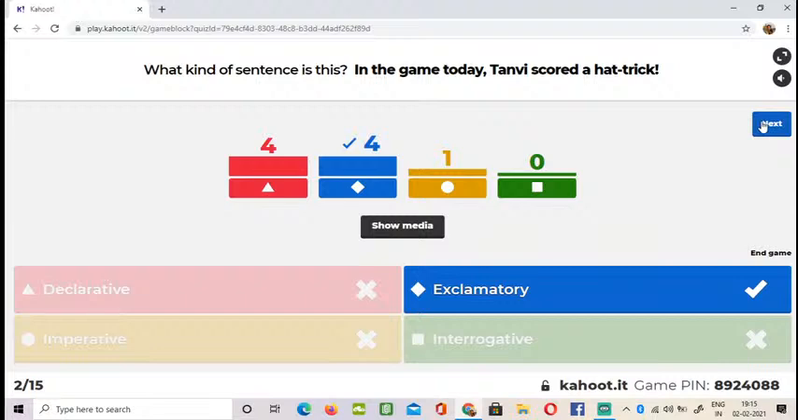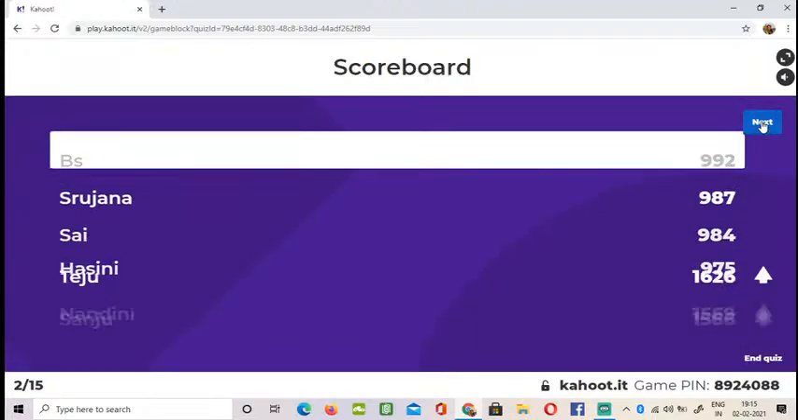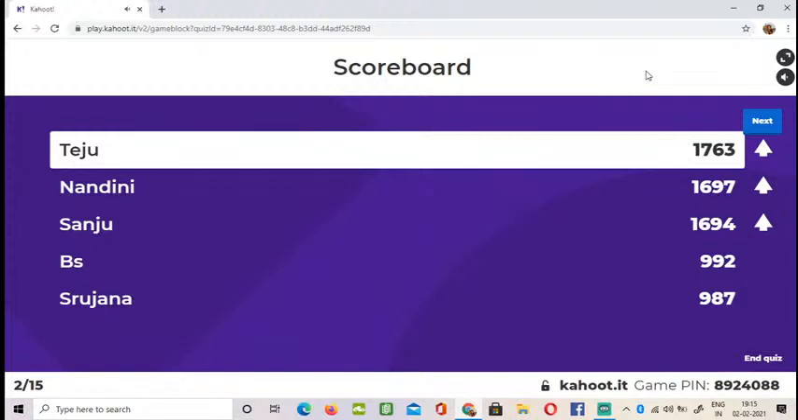So let's see the scoreboard now. Teju is in the first, that's very good, and Nandini is in the second, and Sanju in the third, and BS is in the fourth, and Srujana is in the fifth. That's very good, all of you. So let's see the next question now.